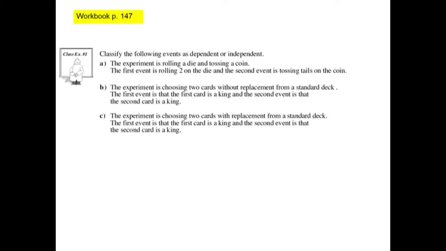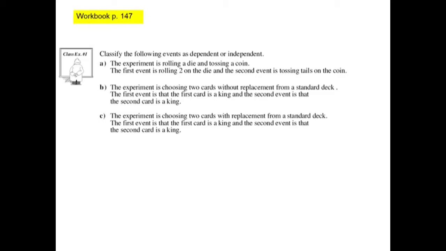So classify the following events as dependent or independent, so whether or not the second event is dependent on the first event. Let's take a look at A. The experiment is rolling a die and tossing a coin. The first event is rolling 2 on the die, and the second event is tossing tails on the coin.